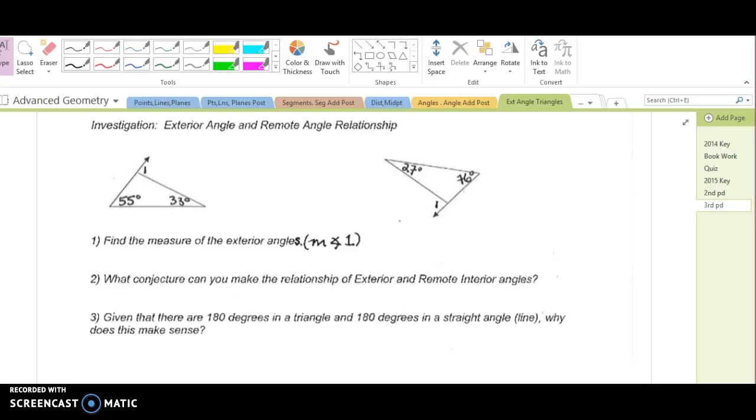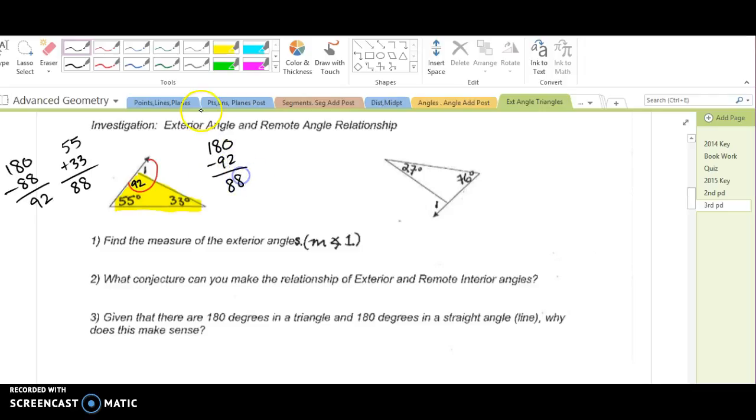Alright, so here's our investigation. The exterior angle and remote interior angle, what's their relationship? It says find the measure of the exterior angles. Using the fact that all the angles in this triangle add up to 180 degrees, I'm going to say 55 plus 33 adds up to 88, and then I subtract that from 180: 180 minus 88, and I get 92. So I know this angle right there is 92. And then I know that angle 1 and 92 are a linear pair, so 180 minus 92, angle 1 is going to be 88 degrees.